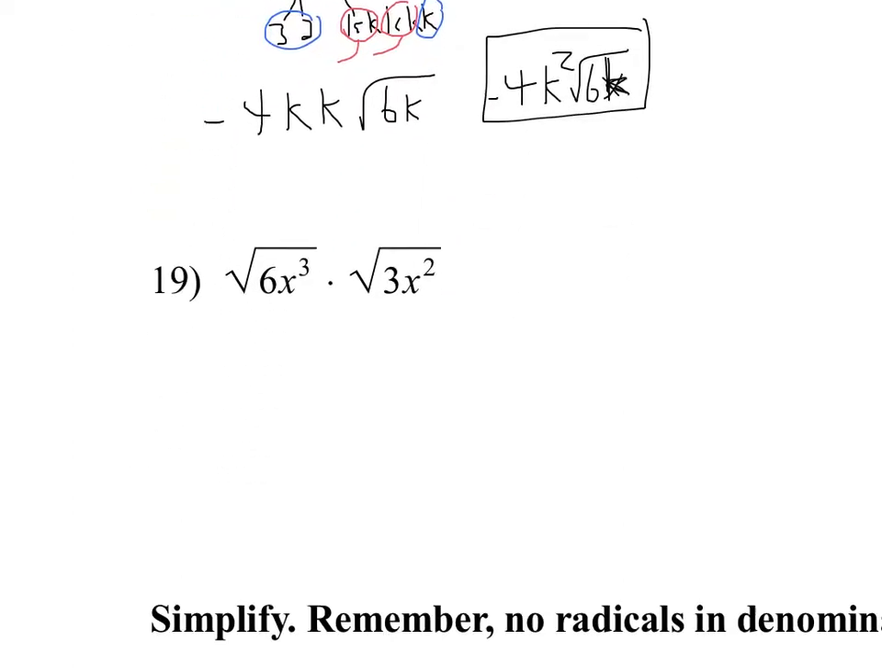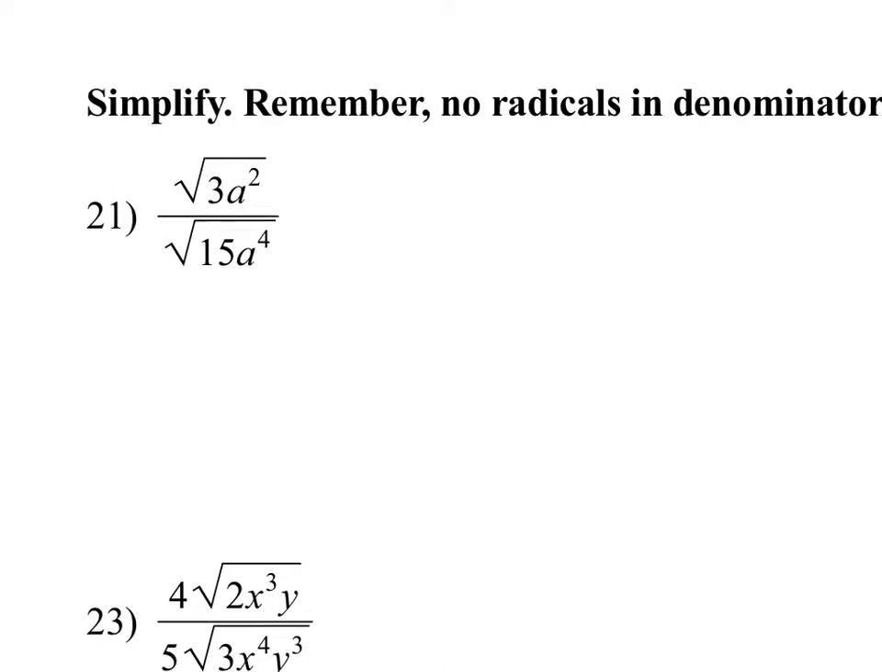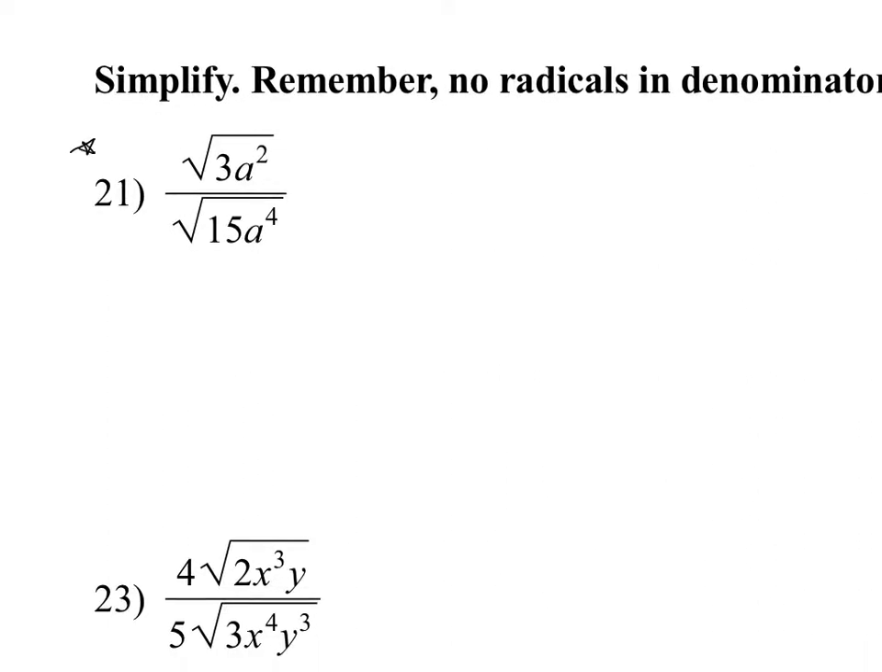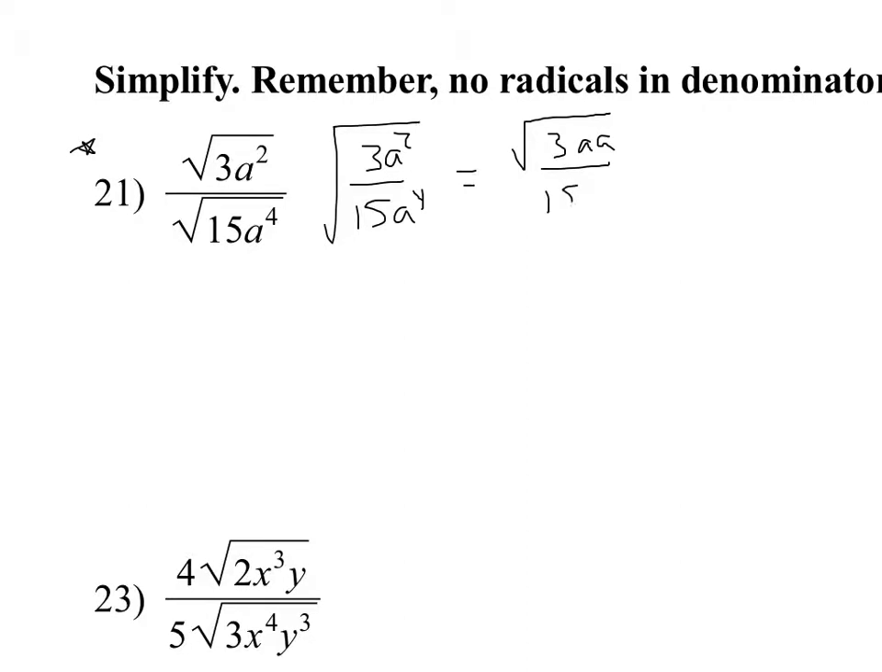Division of radicals, we'll look at number 21 for this. The root, or the fraction with two different roots is the same as the root of a fraction. So I can write this as one big root and write it as 3a squared over 15a to the 4th. Now that's the same as 3aa over 15aa. Again, that's one big root.